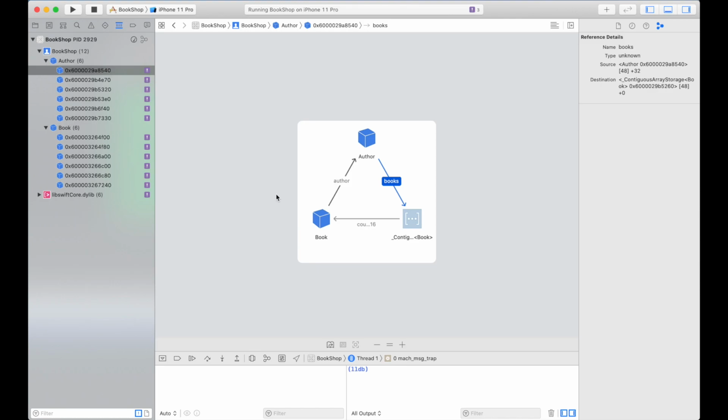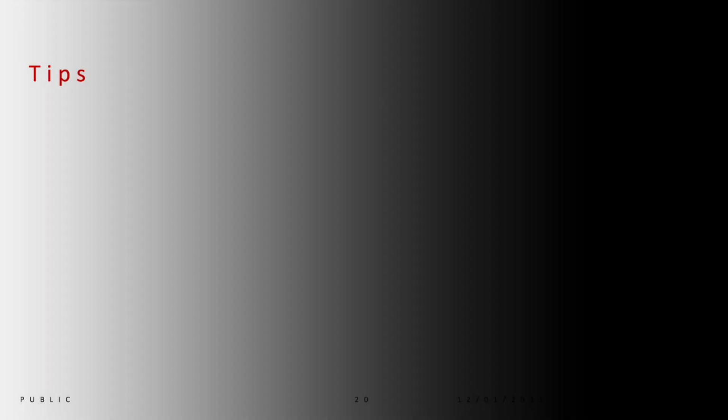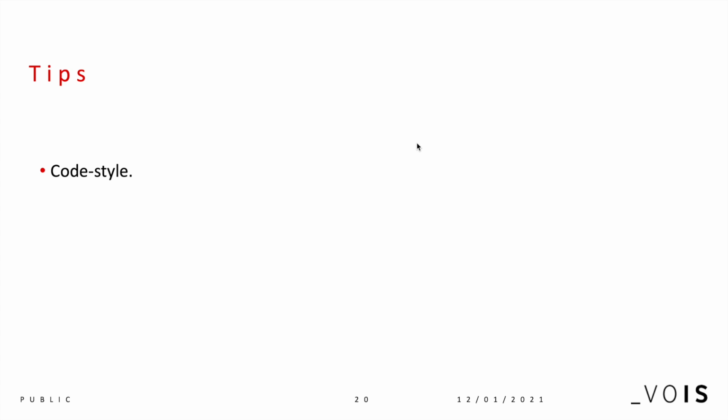Give it a try the next time before creating a pull request. Three final tips. One: have a strong code style defined for your project and respected. Two: use SwiftLint. It's a great tool to detect early issues at compile time. Three: profile the app frequently using the Xcode Memory Debugger.